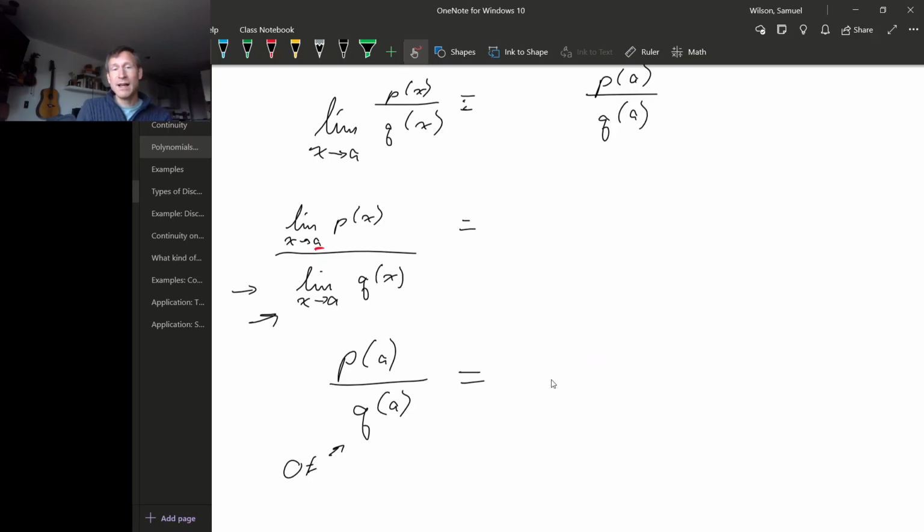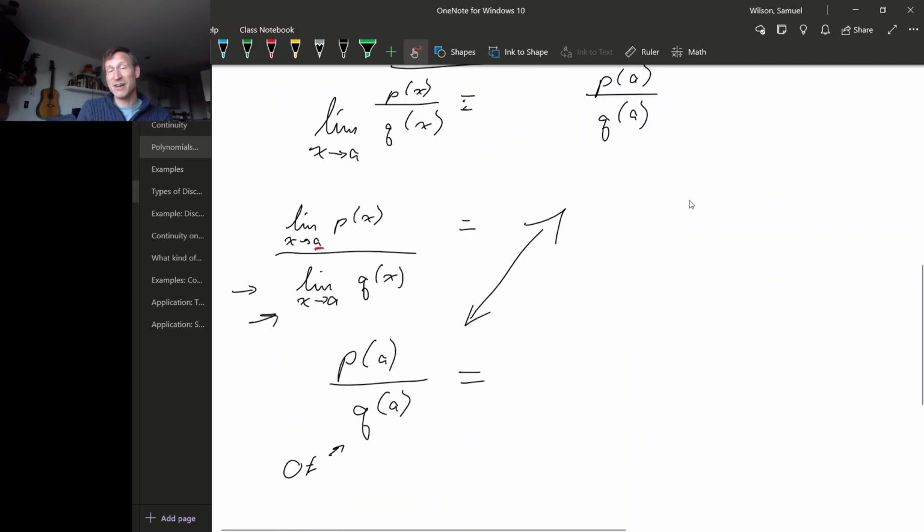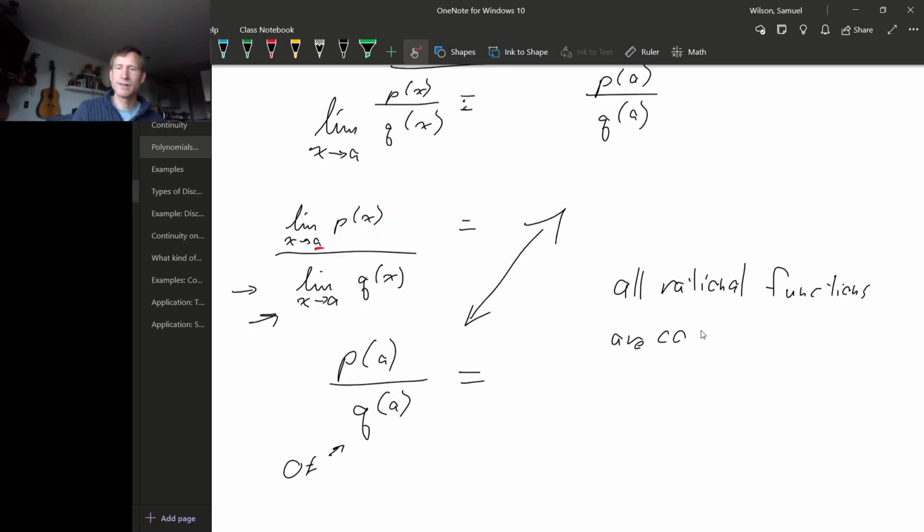All right, and now comparing these two, we see that the limit is the same thing as the value of the function. So the upshot of this is that all rational functions are continuous for all x values a where they are defined.